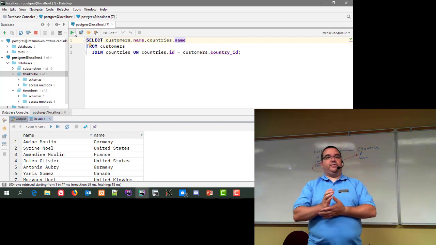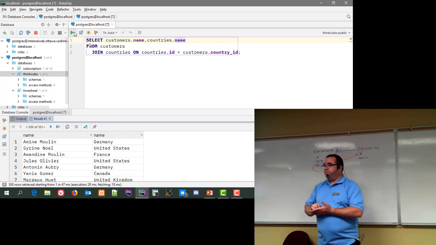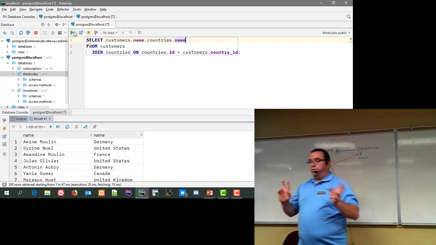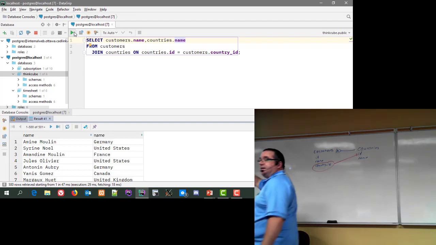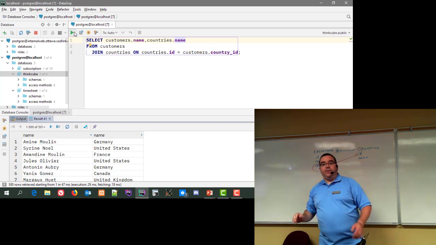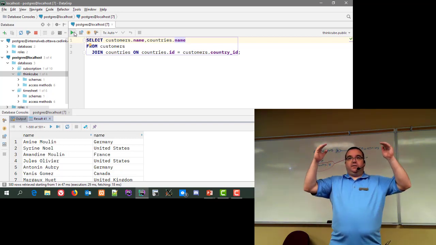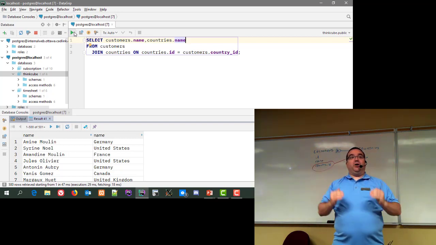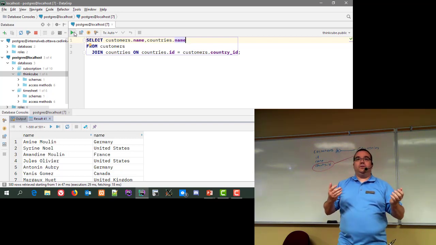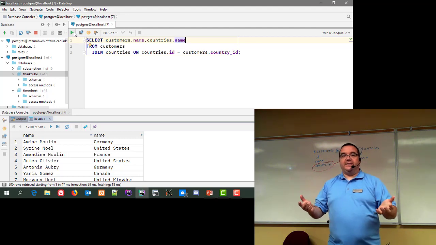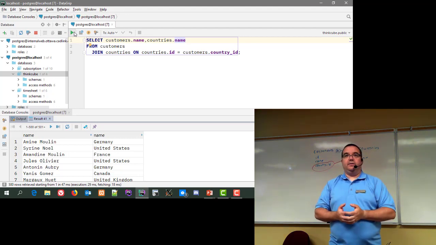I'm going to let this percolate for a second. And this is pretty standard syntax. Now, the order beside the ON, countries.id equals customers.countryid, you can flip that. It could be customers.countryid is equal to countries.id. That doesn't make a difference. However, there is a difference from top to bottom. You cannot join a table to another table that is not in the list already.